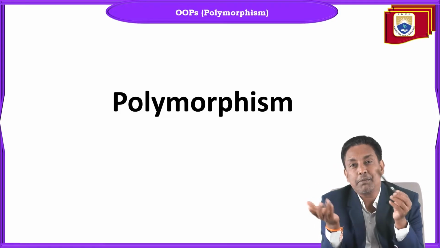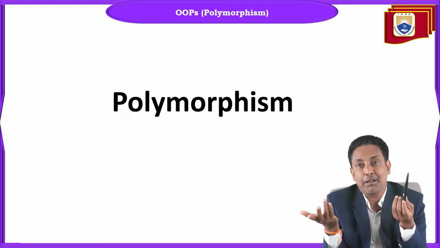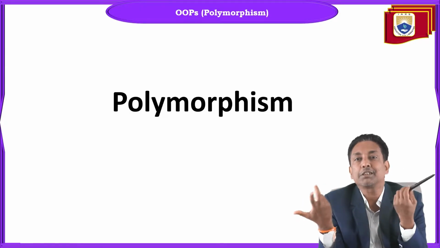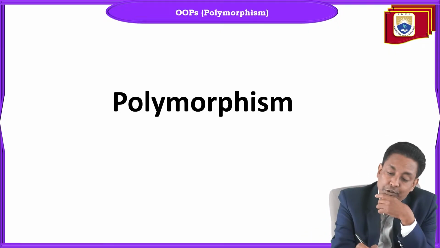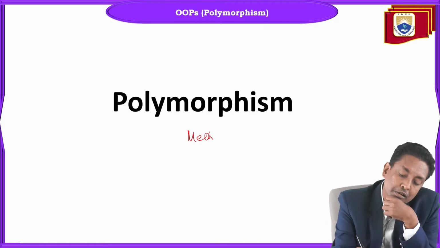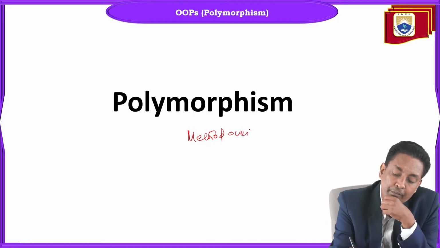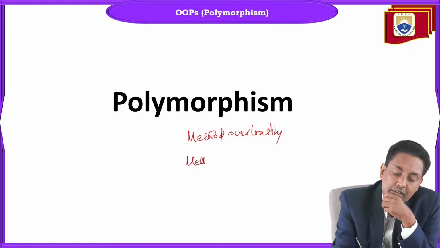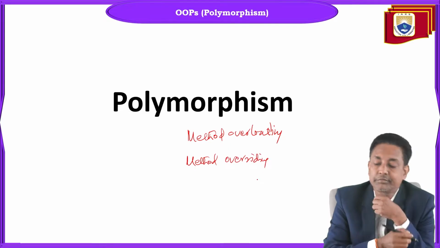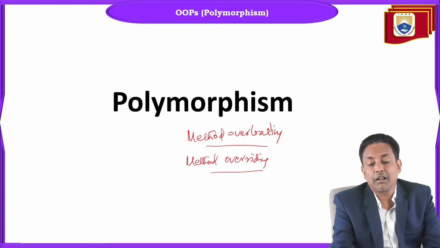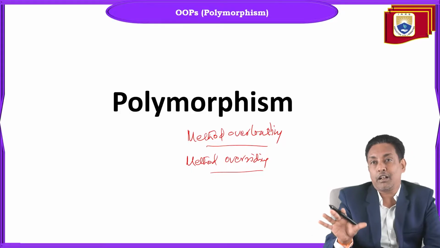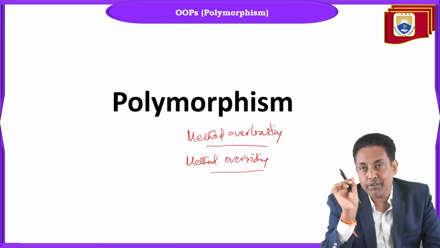When a method has many implementations, when a method is written many times with different implementations, that is called polymorphism. So polymorphism mainly deals with two things. One is method overloading, and the second one is method overriding. We will discuss method overloading and method overriding in one simple point.